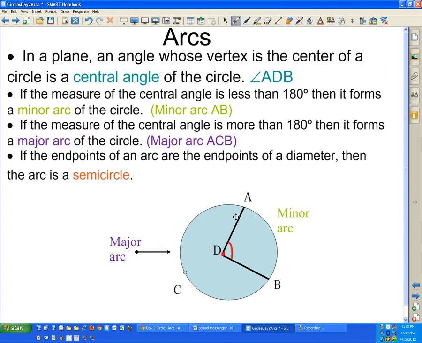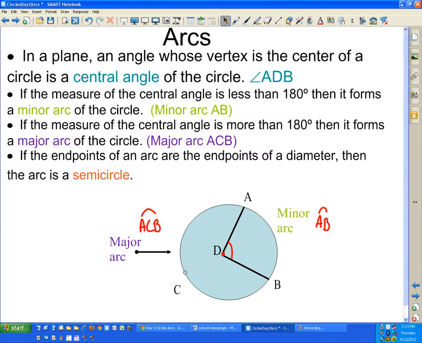If that central angle is less than 180 degrees, we call it a minor arc. So the minor arc would be labeled AB with a little arc symbol above it to represent that it's an arc. A major arc is an arc that is over 180 degrees, and usually major arcs are labeled with 3 letters and minor arcs are labeled with 2, depending on how many angles and stuff are in there. But the major arc in this case, ACB, would be our major arc because it's greater than 180 degrees.